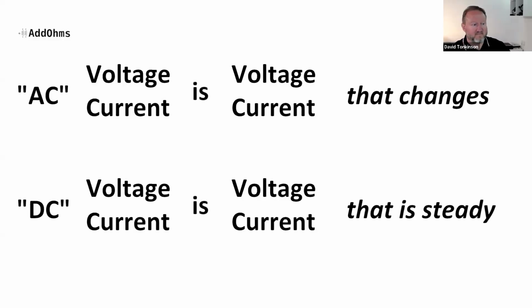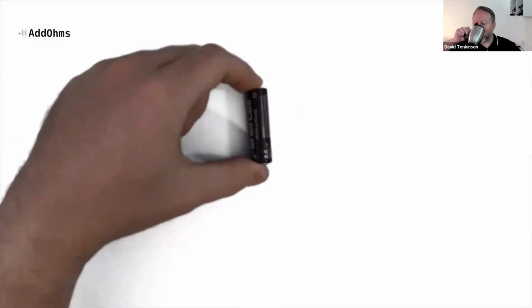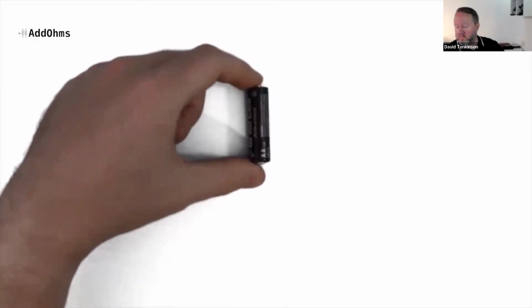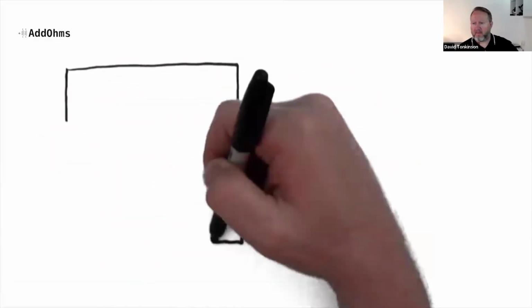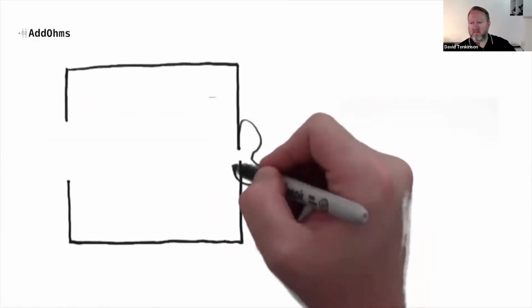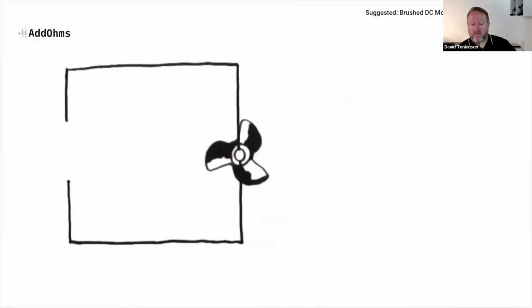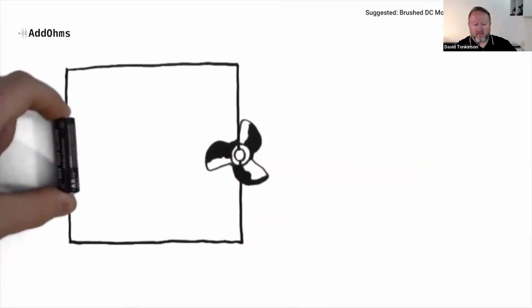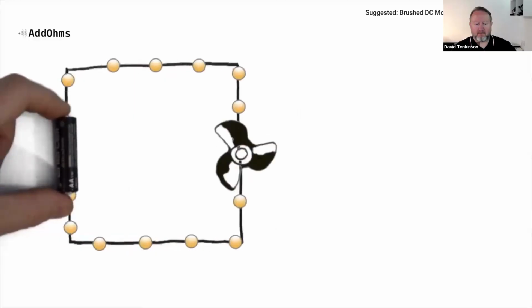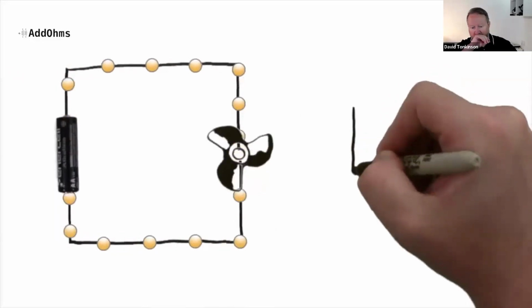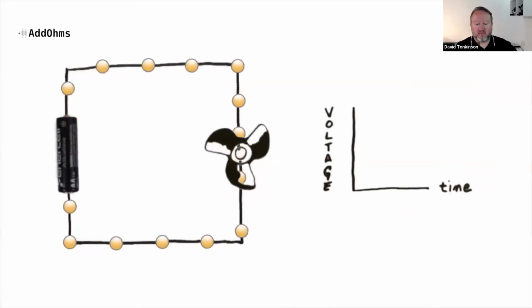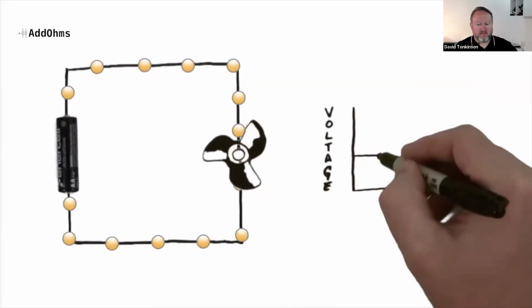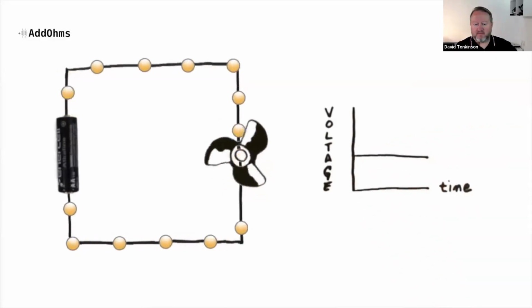Okay, so let's take a little bit closer look at these two, starting with DC. Check out this AA or LR6 battery. It provides 1.5 volts. This example circuit is going to be a DC motor like you might find in a toy car. When we insert the battery into the circuit, current begins to flow in a single direction, turning the motor. If we drew a graph where the vertical axis is voltage and the horizontal axis is time, we can see that the voltage at this point stays constant.